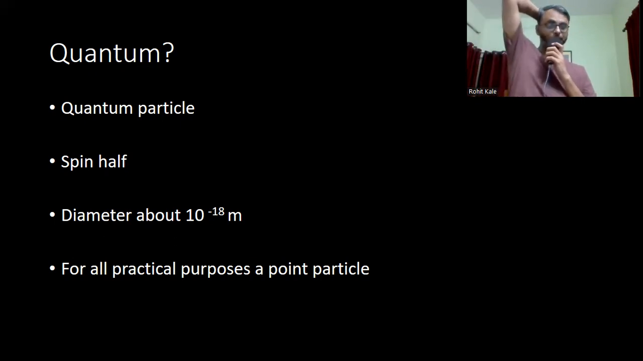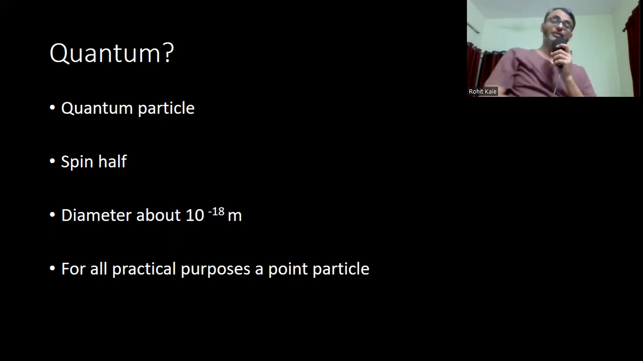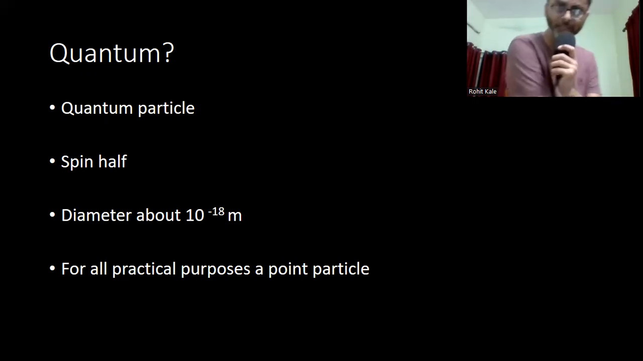Anyhow, the approximate diameter of the electron is 10 to the power minus 18 meters, which is a very small diameter. The diameter of the proton is 10 to the power minus 15 meters, which is a femtometer. So the electron is even smaller than that. The femtometer itself is extremely small, but the electron is even smaller. For all practical purposes we cannot measure it, and it is like a point particle for us. So its diameter is 10 to the power minus 18, and it's a quantum particle.